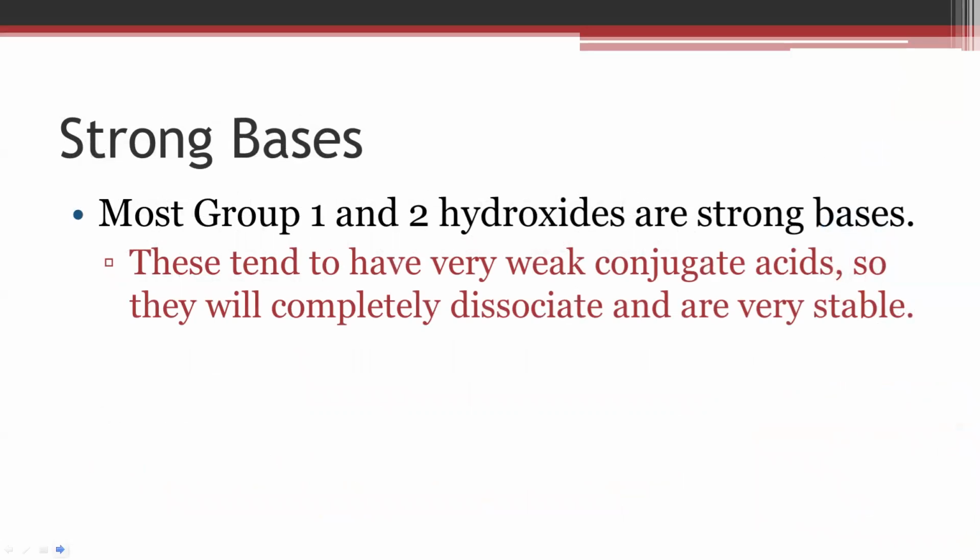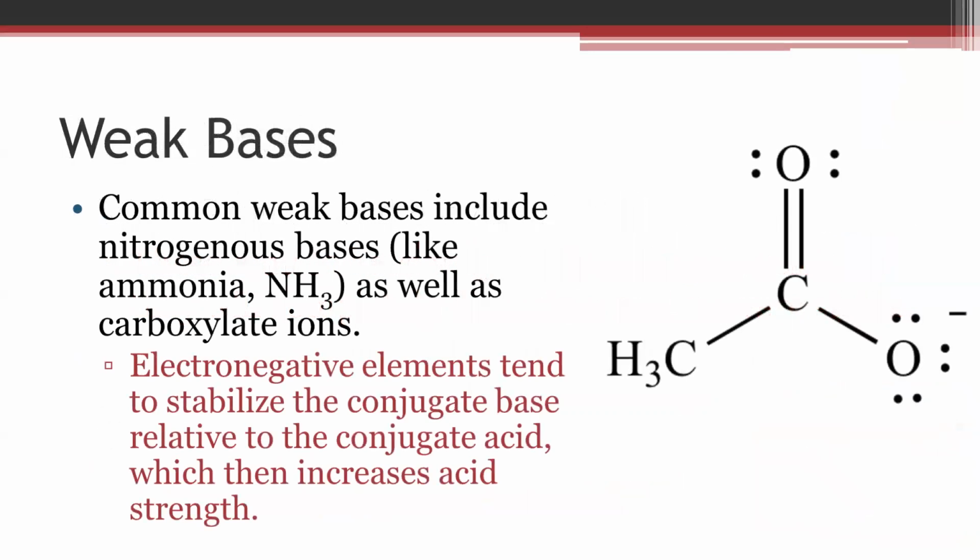Strong bases, just to review, we talked about those already. They have hydroxides with group 1 and 2 metals. So they have a very weak conjugate acid. They completely dissociate and are very stable because the conjugate acid is very, very weak. Now, weak bases include nitrogenous bases, like nitrogen-containing molecules, as well as carboxylate ions, which I have pictured here.